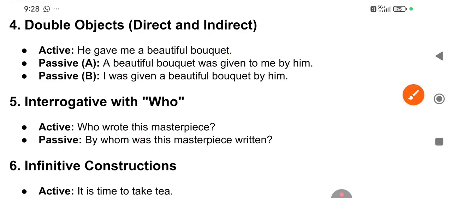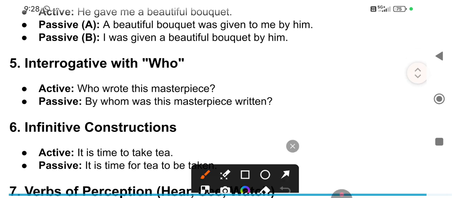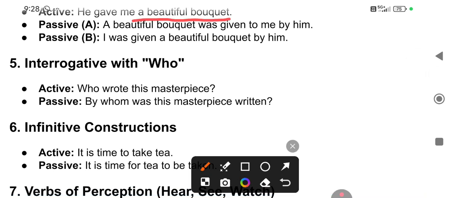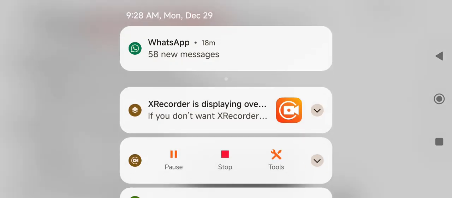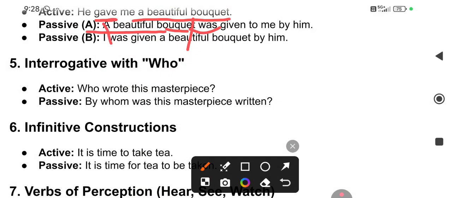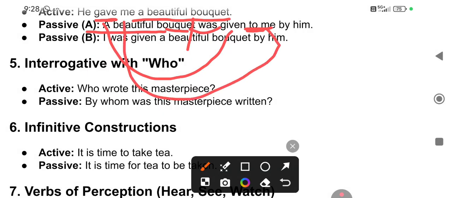So passivization of this sentence: a beautiful bouquet. First you have brought this object first, then gave. Because of gave, out of eight you have chosen was, and give becomes given, and here you have to add to me, right? This me becomes to me, and he becomes by him.